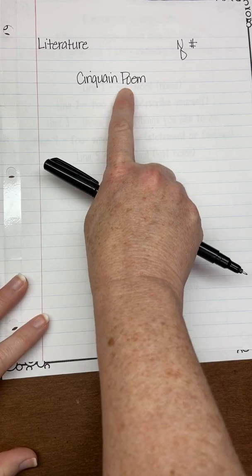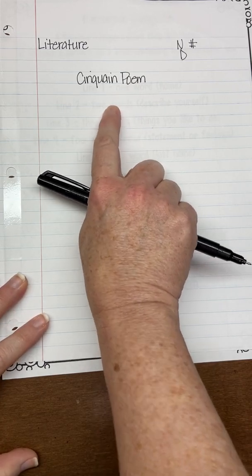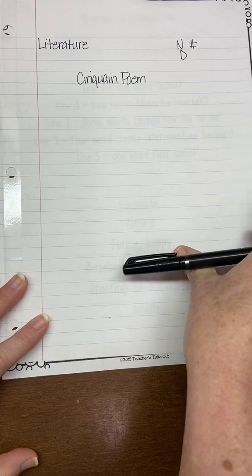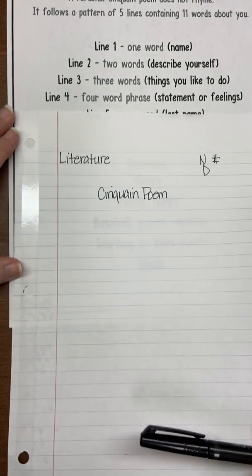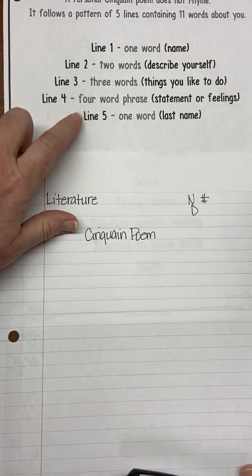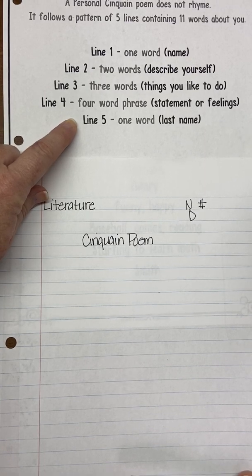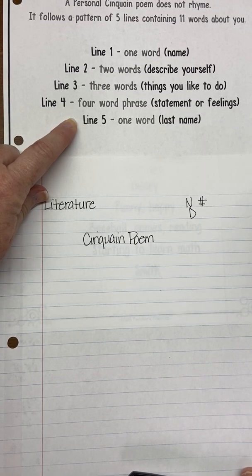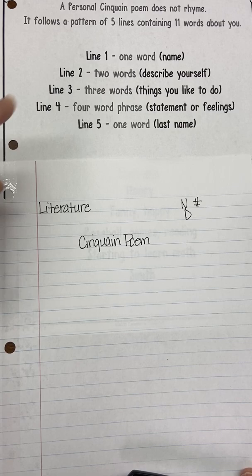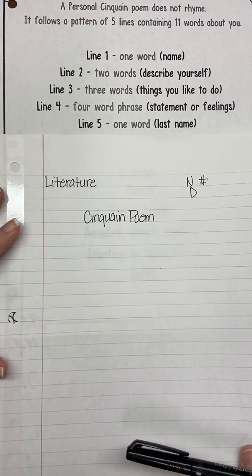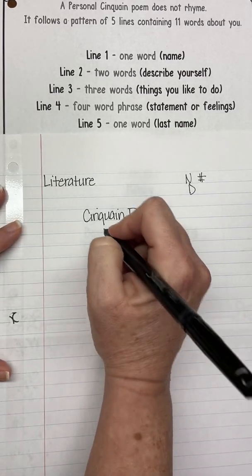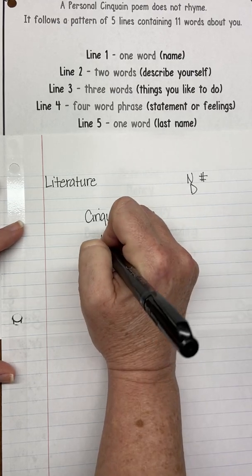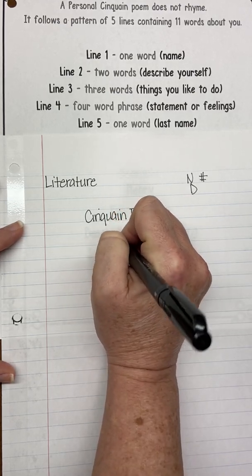All right. And so my Cinquain poem is going to be about my dog, Bentley. So that first line, let me move this where you can see it. And I didn't send home this paper, but it will be on the email if you need to look at it to help you know how to do it. Okay. So the first line is 1 word. And so the name I chose is Bentley.